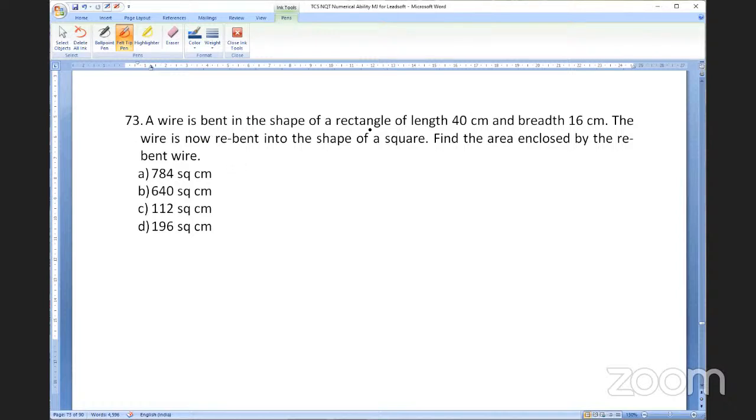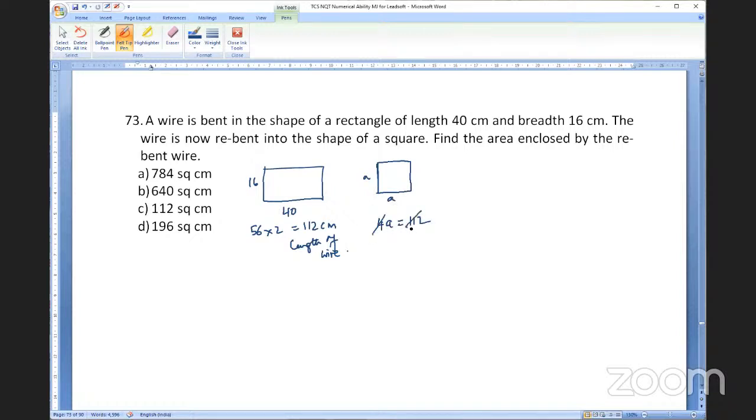A wire is bent in the shape of a rectangle of length 40 centimeter and breadth 16 centimeter. 40 plus 16 is 56, into 2, 112 centimeter is the length of the wire, which is nothing but the perimeter. The wire is now rebent in the shape of a square. Let the side of the square be A. Then 4A is equal to 112. A is 28. So the side of the square is 28 centimeter.